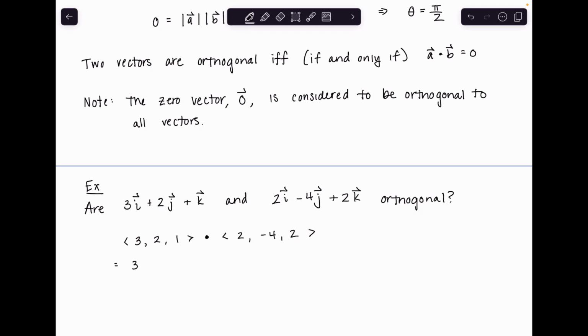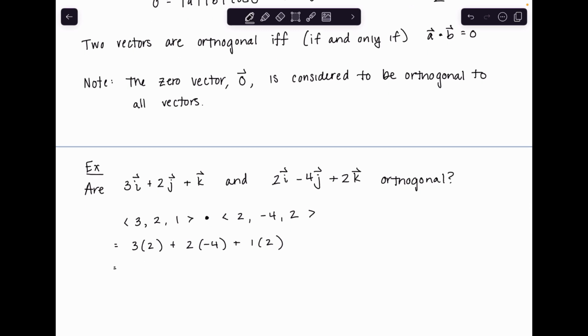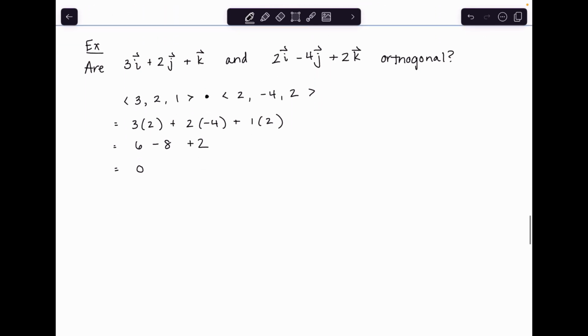So going through this, the first components are 3 and 2. The second are 2 and negative 4. And the last are 1 and 2. So this gives us 6 minus 8 plus 2. Well, 6 plus 2 is 8, minus 8. Indeed, this boils down to 0. So I do not need to do any other work. I don't need to figure out the angle between them. Because the dot product is 0, that's enough information for me to say that yes, these vectors are orthogonal.